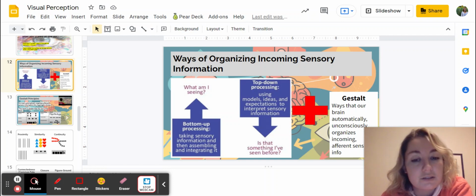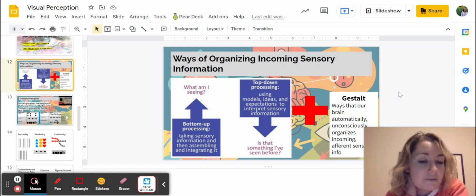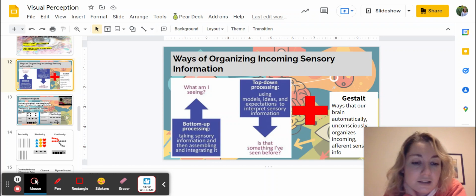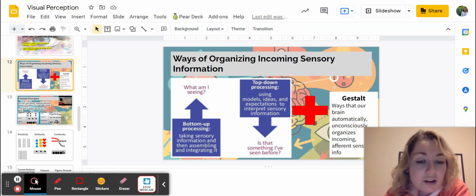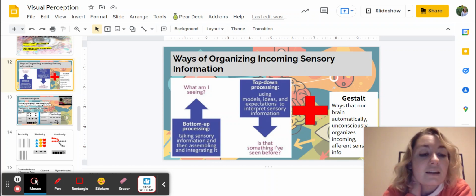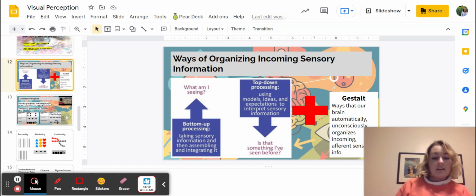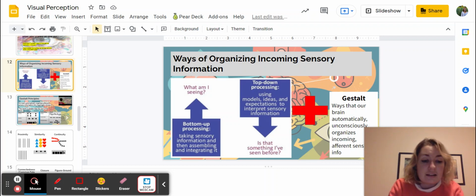But we're going to add on this third way of organizing our sensory information, which we had already talked about at the very beginning of the course, which is Gestalt psychology. And we know that Gestalt is the one that says we look at meaningful wholes. So when we're talking about how it connects to processing sensory information, it's saying that we do it automatically and unconsciously. We automatically process things to create meaningful wholes.